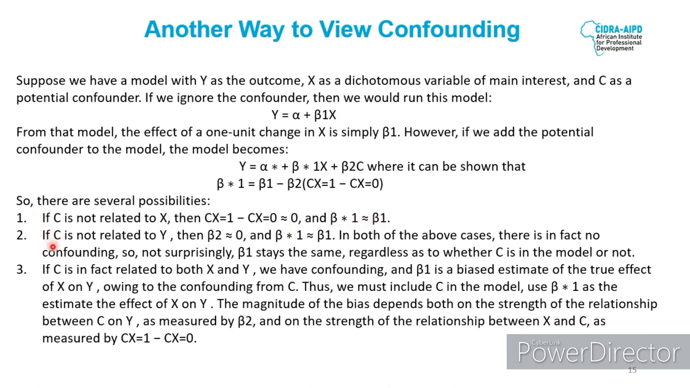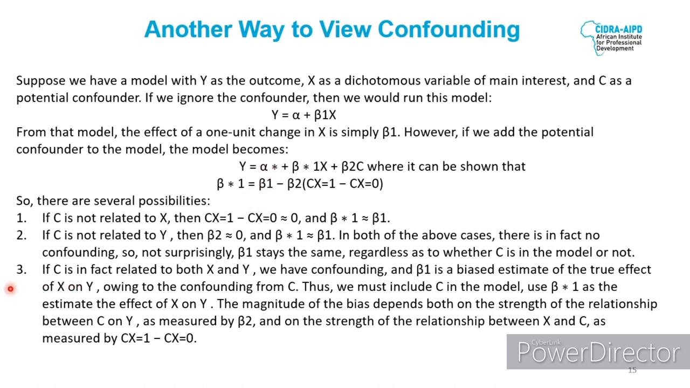So number 2 is if C is not related to Y, then the value of beta 2 over here will be 0. And beta star 1 will then tend to be equal to beta 1, because this term will be 0. So in both of the above cases, there is in fact no confounding. So not surprisingly, beta 1 stays the same regardless as to whether C is in the model or not. Because if C is changing or beta 2 is changing, this term is the one which is becoming 0, whereas beta 1 is remaining the same.